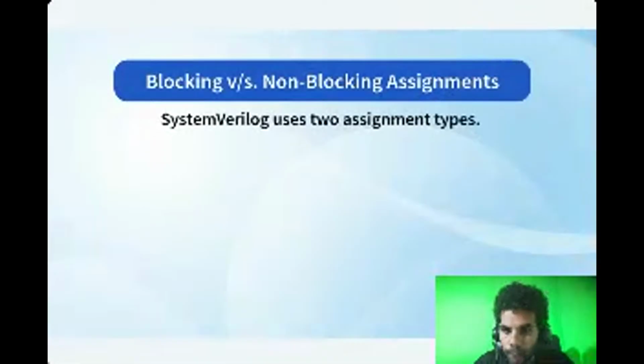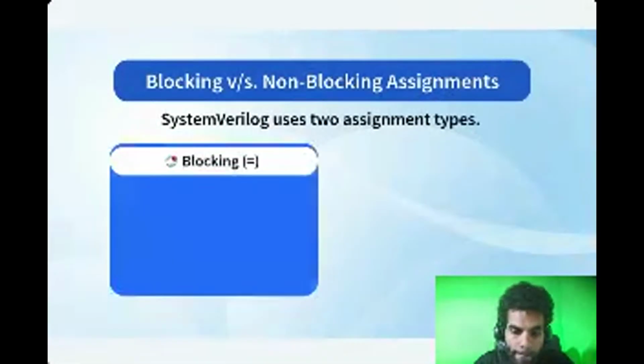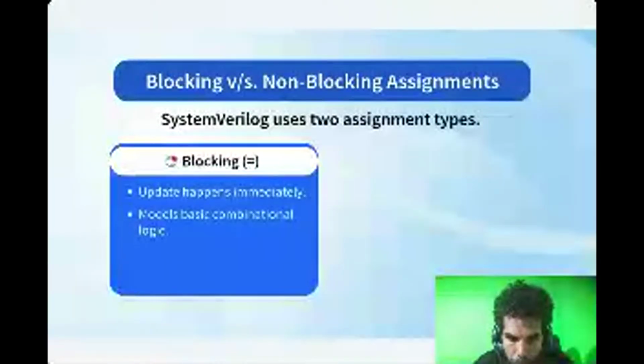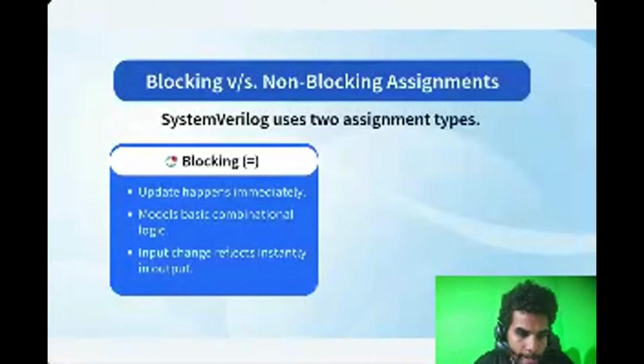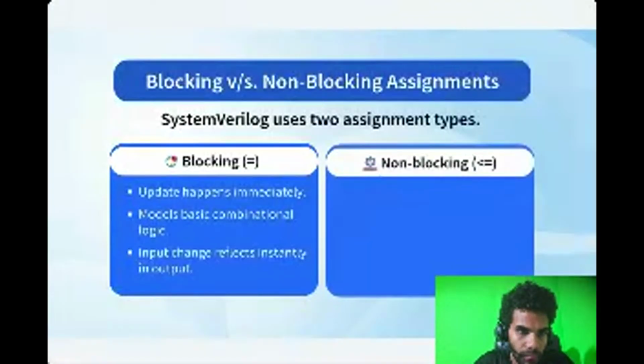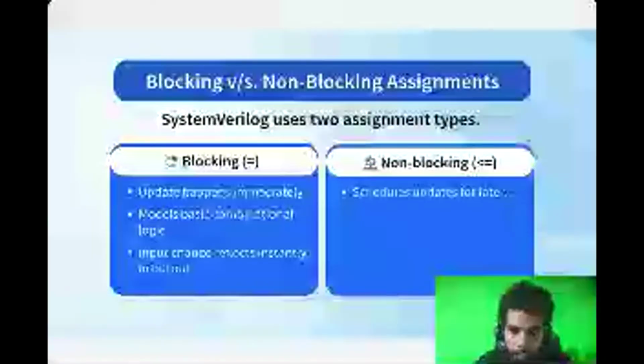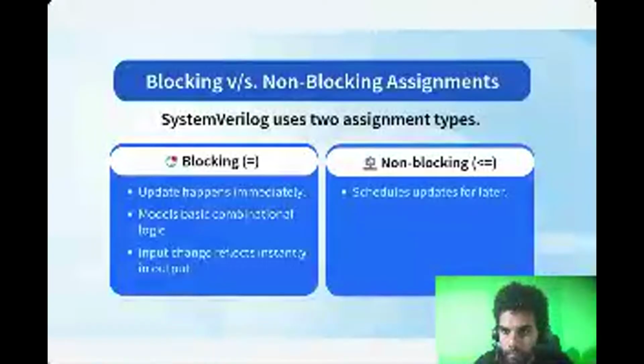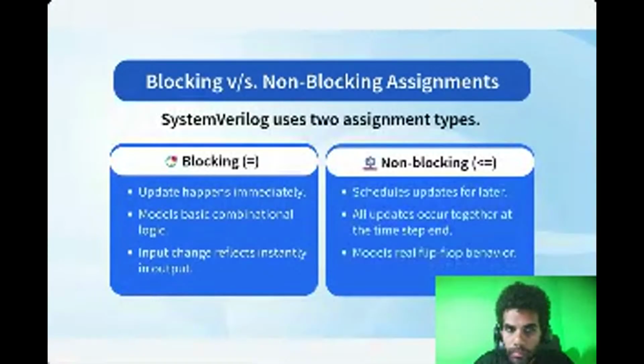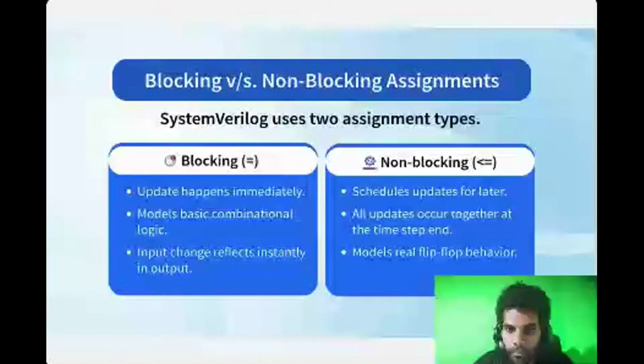So we have blocking versus non-blocking assignments. In SystemVerilog, we use two types of assignments. Blocking: here the update happens right away. Think of it like basic combinational logic. Change the inputs and the output changes immediately. But for non-blocking, we use this sign, the less-than-or-equal arrow. The update is scheduled and all updates happen together at the end of the time step. This is how a real flip-flop behaves.